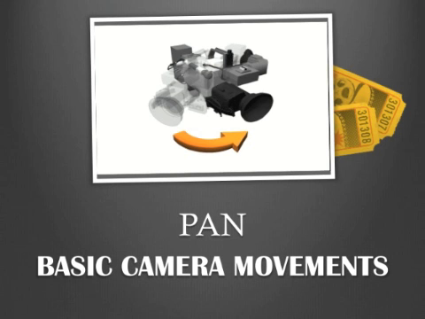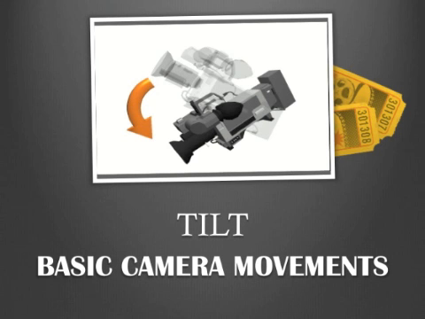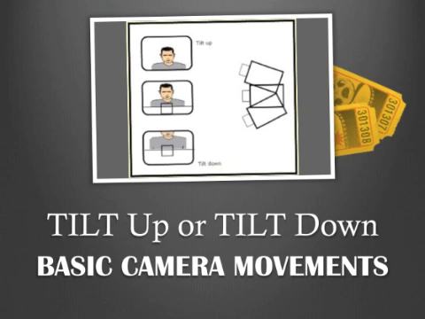Pan or panning takes place in the horizontal plane. As you move the camera from side to side, you're panning across the panorama, and that is why it is called pan. The two basic camera commands are pan right or pan left, which means you will turn the camera to the right or turn the camera to the left. Tilt is another camera movement, which happens in the vertical axis. The basic camera commands are tilt up or tilt down.